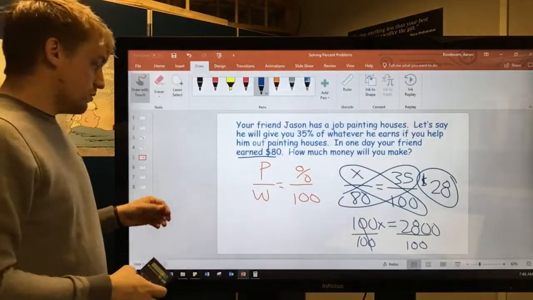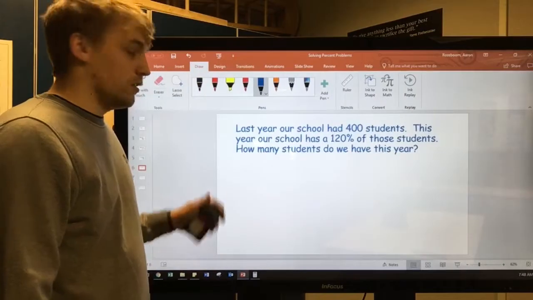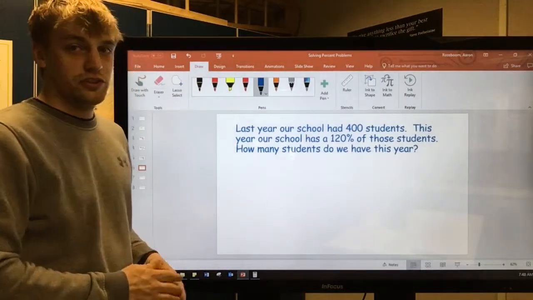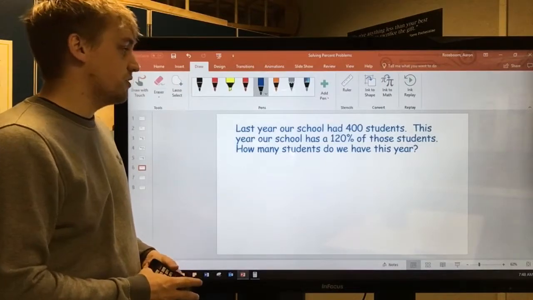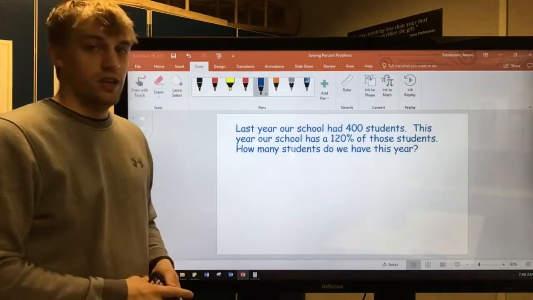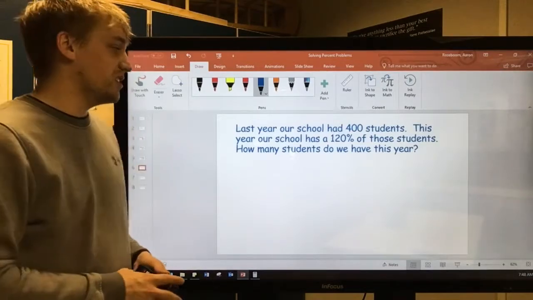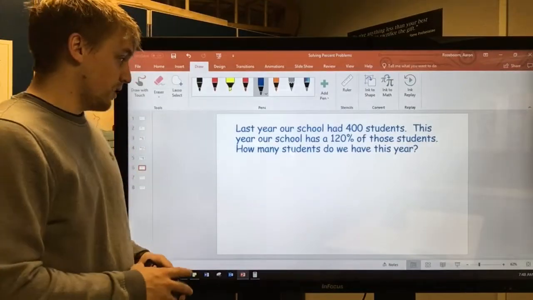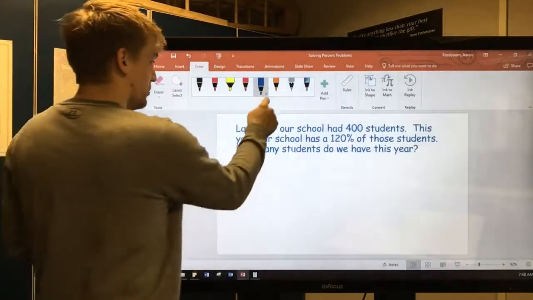Let's try another one of those. All right, this says last year our school had 400 students. This year our school has 120% of those students. How many students do we have this year? So this is an interesting problem because the percentage is greater than 100, which sometimes you might see. Okay, but we still use the same method.